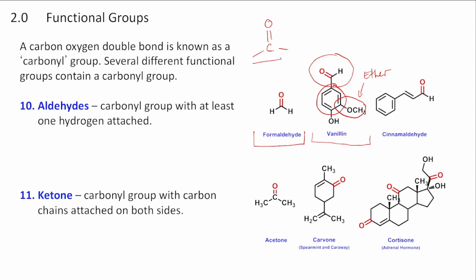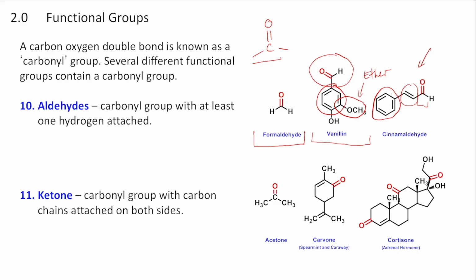The next one we're looking at here is cinnamaldehyde, which is, as you might have guessed, the compound responsible for the flavor and odor of cinnamon. You can see it has a carbonyl group over here with a hydrogen attached, making it an aldehyde. It also has an alkene, and it also has an aromatic ring.